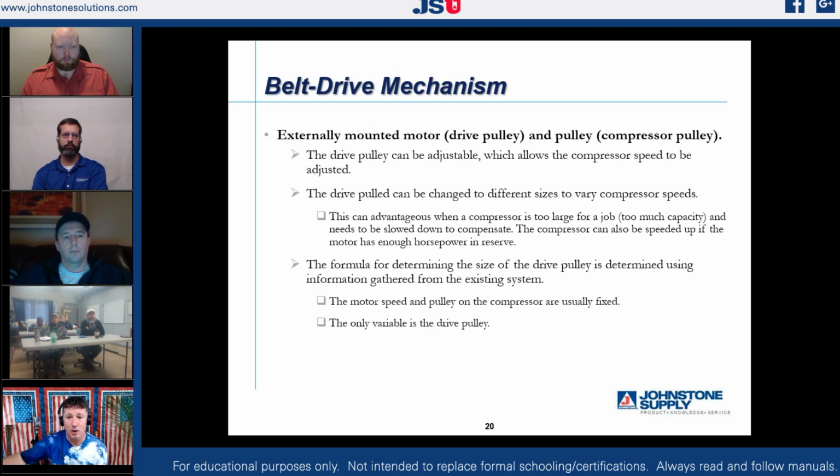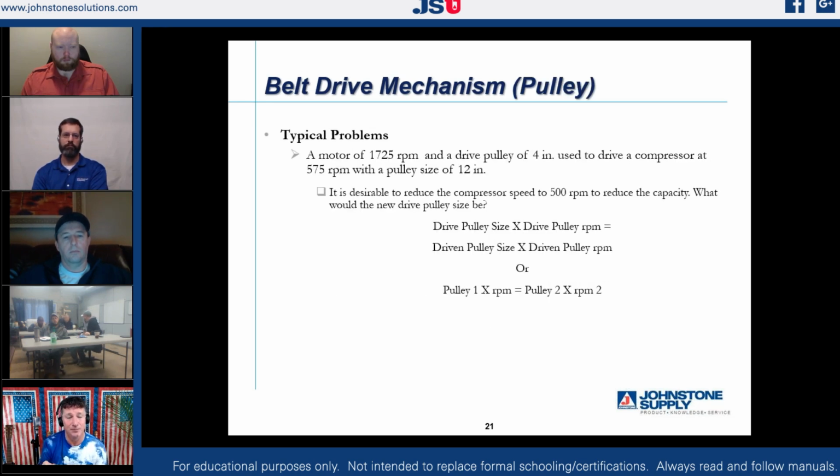So those of you that work on commercial air conditioning products, this is going to make a lot of sense to you when you're talking about belt-driven pulleys on our blowers, because this is how we can actually calculate the speed of that thing. So let's say I have a motor. I'm working on an open drive, belt drive compressor, or I'm working on an AC blower, same philosophy. I have a motor that is running 1725 RPMs. That's a pretty common RPM of our motors, right? And a drive pulley of 4 inches is used to drive the compressor, but the compressor is only going to turn 575 RPMs. It's got a pulley size of 12 inches, right?